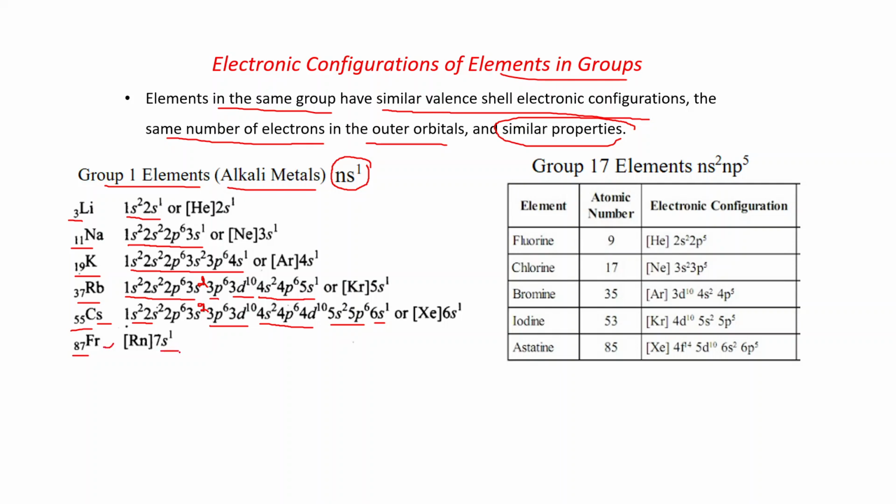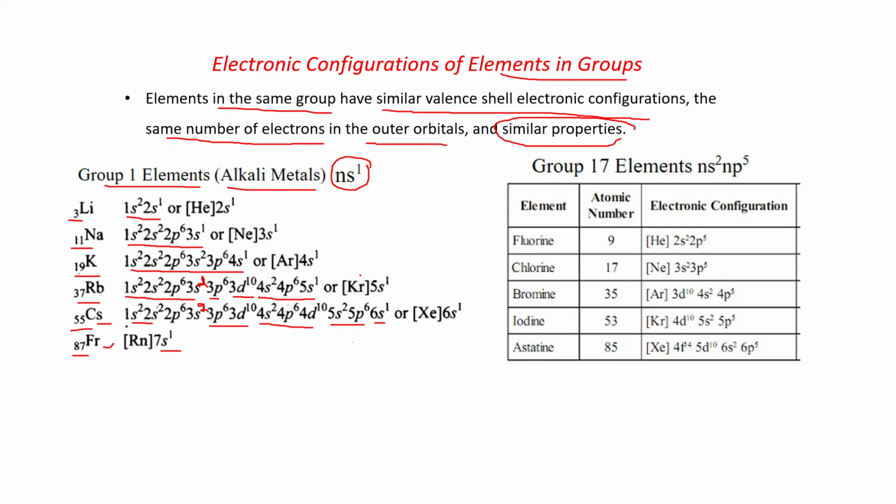And 87, francium, this is 7s1. If you observe the electronic configuration, the electrons present in the outermost shell, you can say one electron is there. That's why all these elements which have the same number of valence electrons in a particular group have the same properties, because properties are decided by the valence electrons.